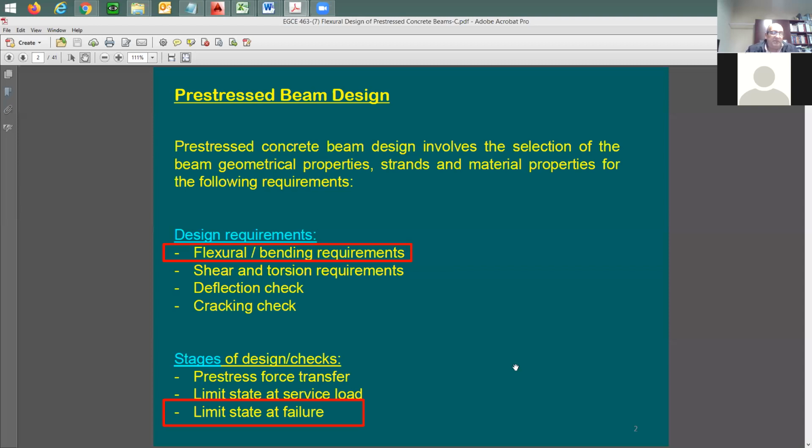In pre-stress, as we said, we're going to have stages for the design and checks. We said at the time when you transfer the pre-stress force to the concrete, remember? And then you're going to have some limit state at service load and then also at failure. So previously, we were just talking about the pre-stress force transfer and the limit state, but we never talked about the design strength. Now today, we're going to be covering design strength and the limit state at failure.